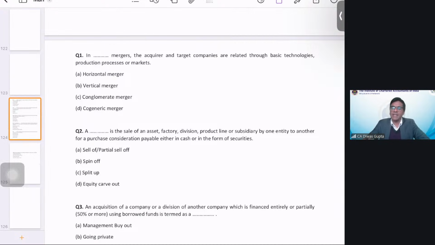Just now we discussed. Yes, you're right, Prashant. Geeta, you're also right. Lavanya, you're also right. Saminathan, we need to check once. So the right answer, as all of you are saying, is D. It's co-generic merger, right?